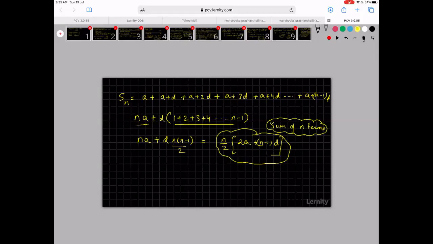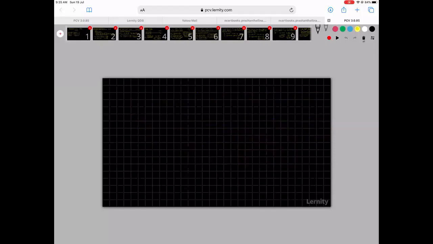Okay, so this is how you can find out the sum of n terms, n by 2 into 2a plus n minus 1 into d. Yeah, so this is what we have seen. Now let's move on. So we are saying that Sn is equal to n by 2 into 2a plus n minus 1 into d. So can we write this as n by 2 into a plus n minus 1 into d? Now what is a?